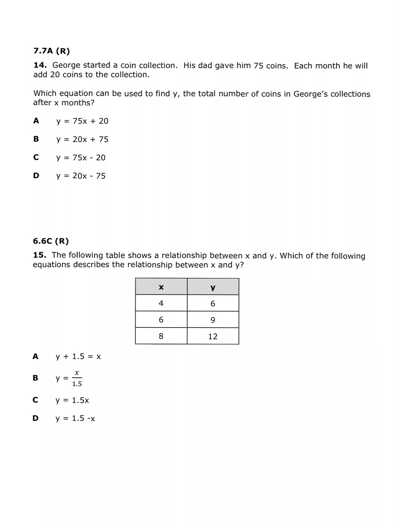Number 15. The following table shows a relationship between x and y. Which of the following equations describes the relationship between x and y? A, y plus 1 and 5/10 equals x. B, y equals x over 1 and 5/10. C, y equals 1 and 5/10 x. D, y equals 1 and 5/10 minus x.